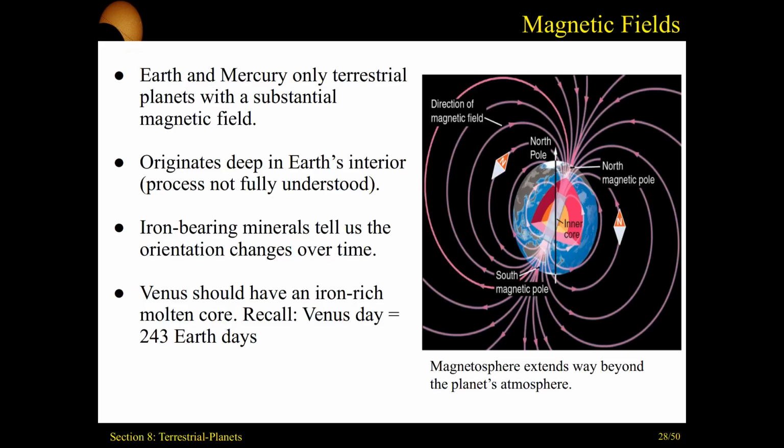Now, comparing to some of the other objects, like, say, Venus, from what we can tell, Venus should have an iron-rich molten core, but it doesn't have any sort of significant magnetic field. And our best speculation goes back to Venus's sidereal rotation. Its day is long. One day on Venus is about 243 Earth days. We suspect that reduced rotation rate causes Venus to have a much weaker magnetic field.